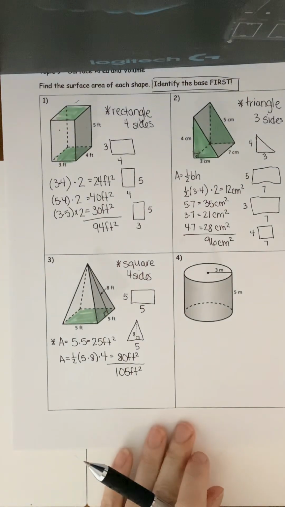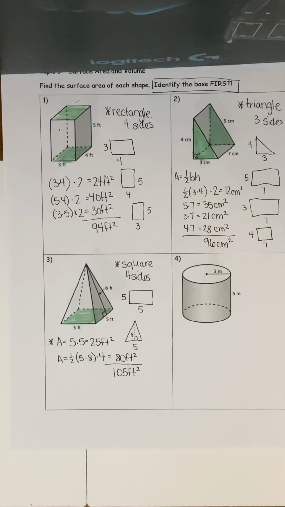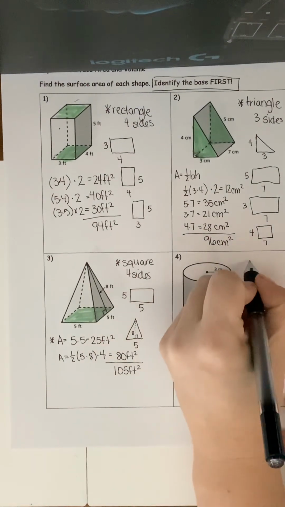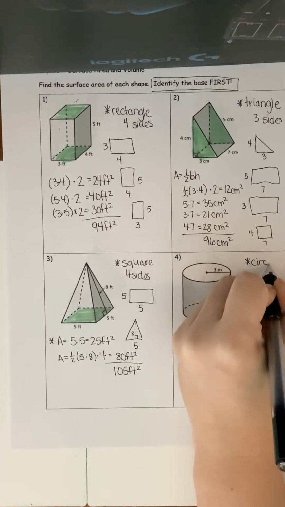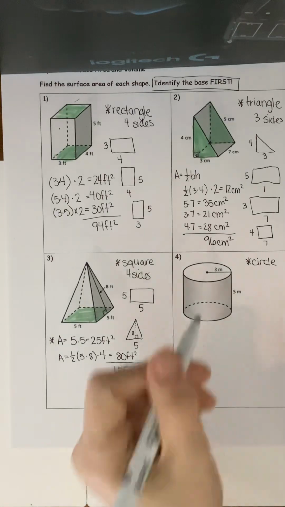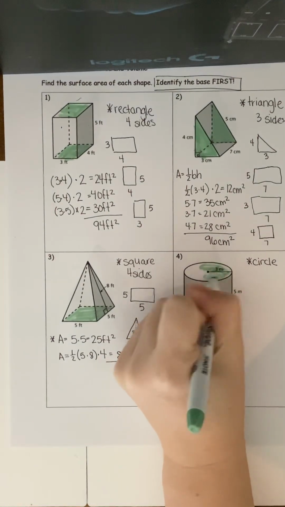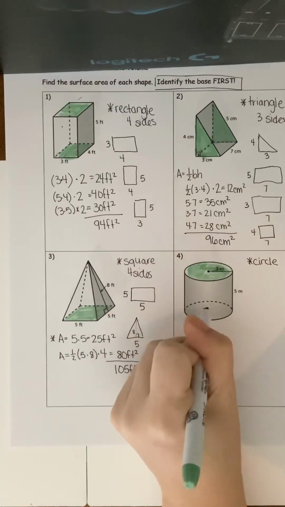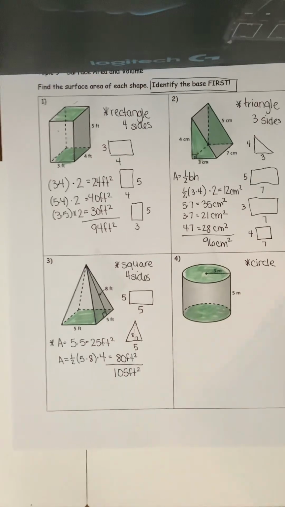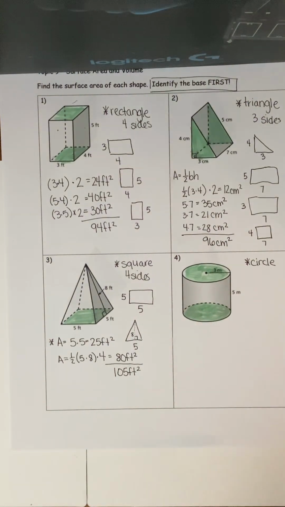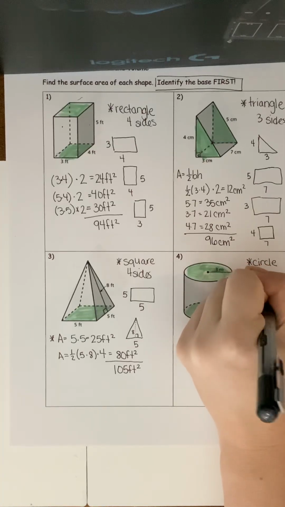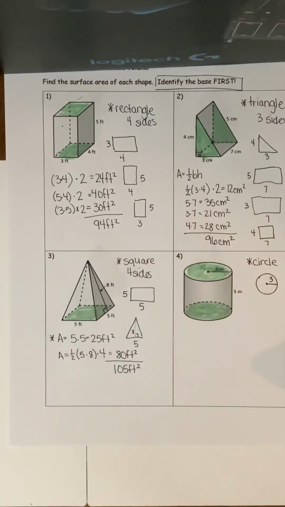All right, now let's do the area of a cylinder. So we're going to identify our base. Our base in a cylinder is a circle. Circles do not have any sides. So this is our base, and this is our base. We have a circle on top and the bottom with a radius of 3.